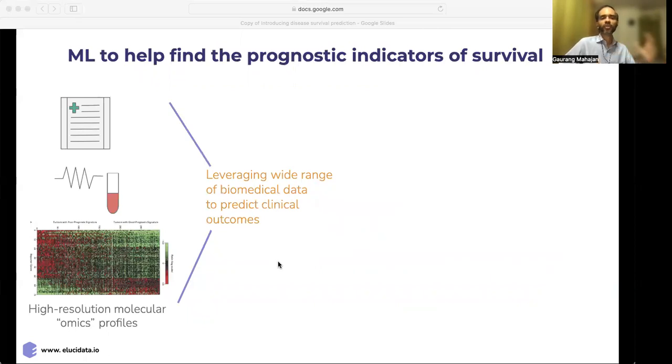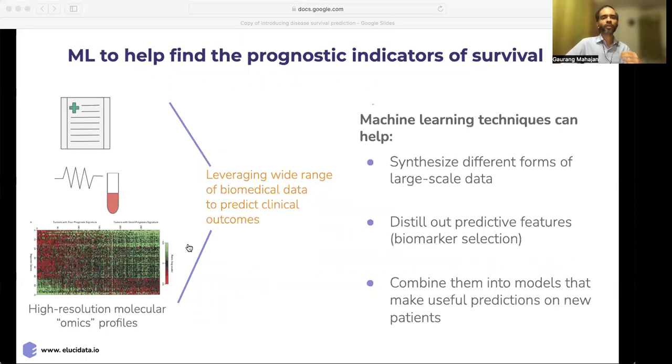But this deluge of data creates the other problem of too much. Which of these many measured variables are relevant to the prediction, and how do we separate out the wheat from the husk, that is, the useful signals from the irrelevant information? So this is where machine learning methods can help.